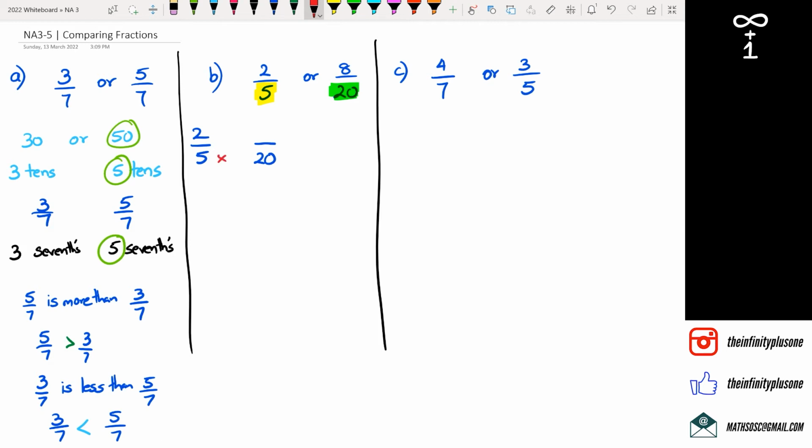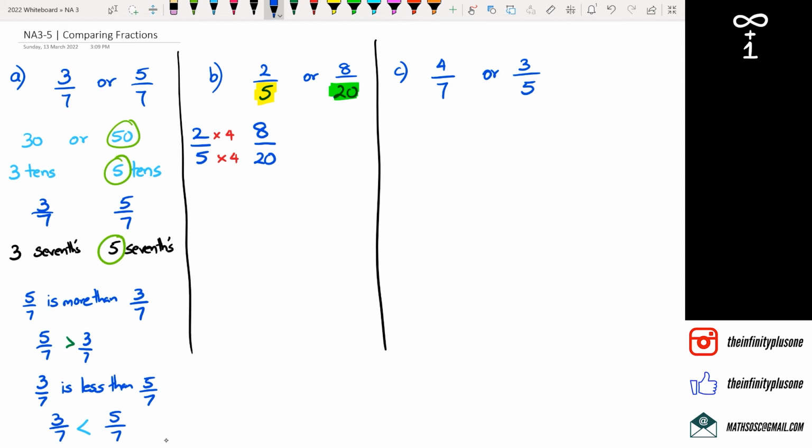So in this case, it's actually going to equal 4. Remember that with fractions, whenever you do something to the denominator, you also have to do the same thing to the numerator. So I've actually got to multiply 2 by 4 as well. 2 times 4 is going to be 8. And what we have in this case is 8/20, and we also have 8/20.